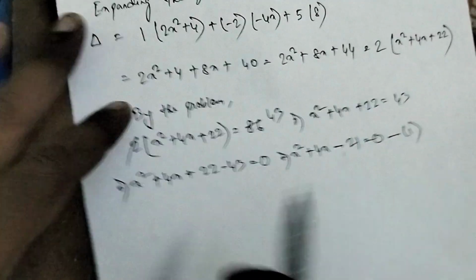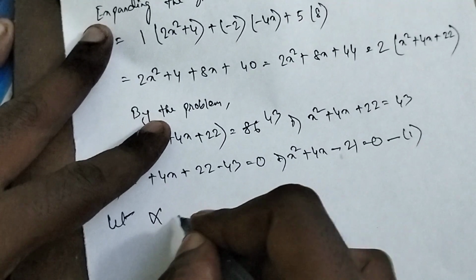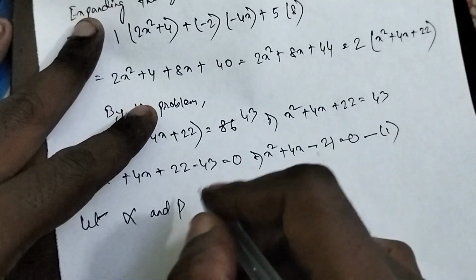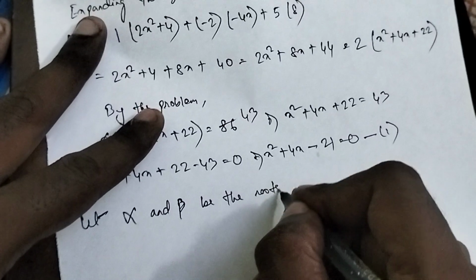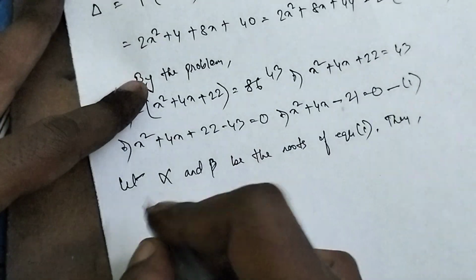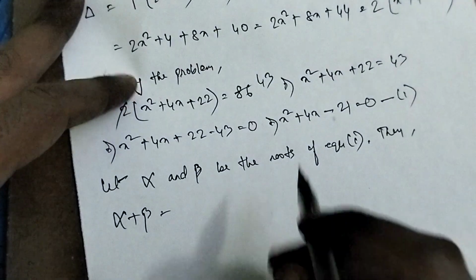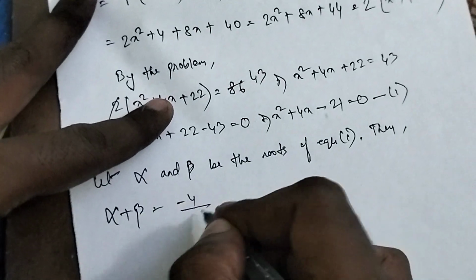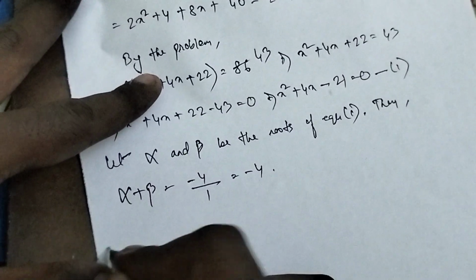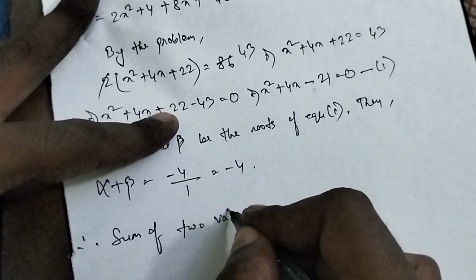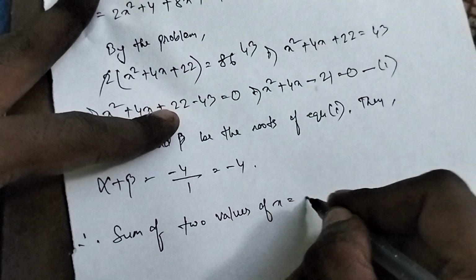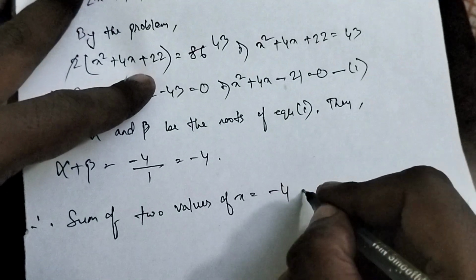Now there are two values of x, as mentioned. So let alpha and beta be the roots of equation 1. Then alpha plus beta will be minus b by a, that is minus 4 by 1, which is minus 4. Therefore the sum of the two values of x is equal to minus 4, as alpha plus beta is minus 4. So this is the answer.